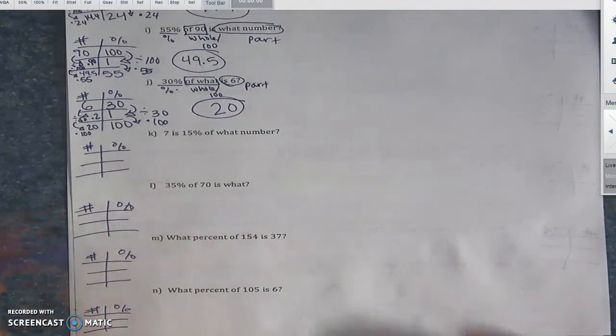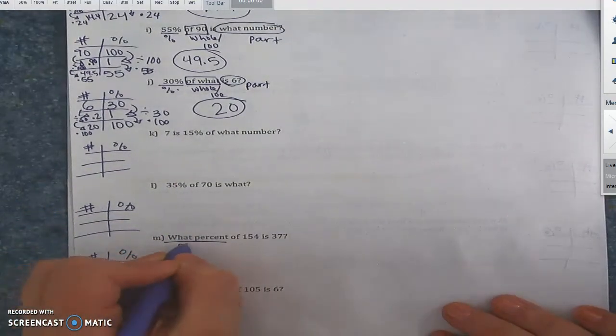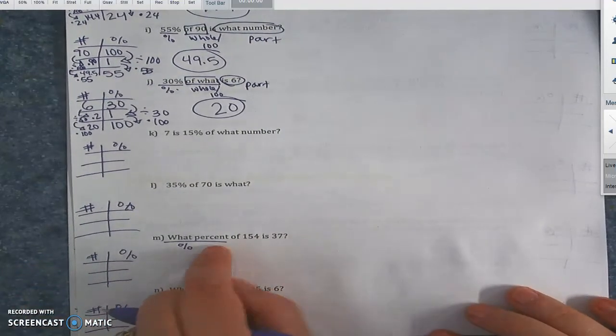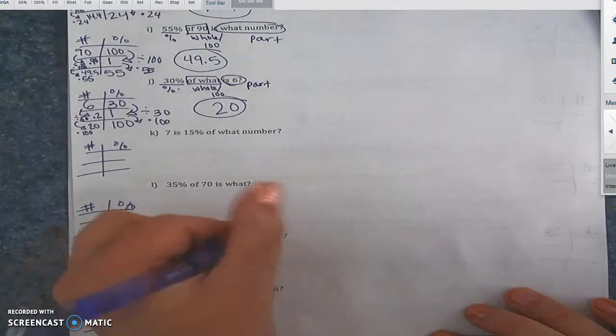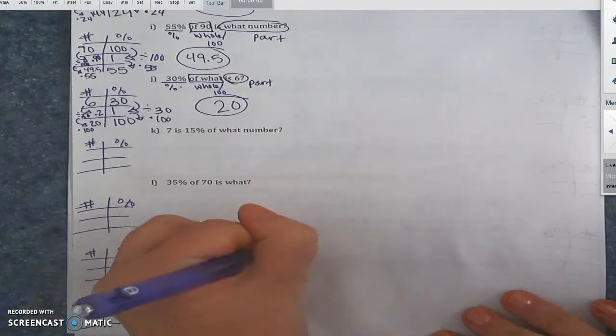I'm going to go down and do one that's find the percent. What percent? I know I'm looking for the percent because there's nothing in there with a percent symbol and it says what percent. Of 154 is my whole, 100%. Is 37 is my part.